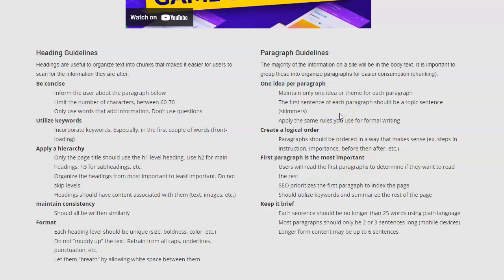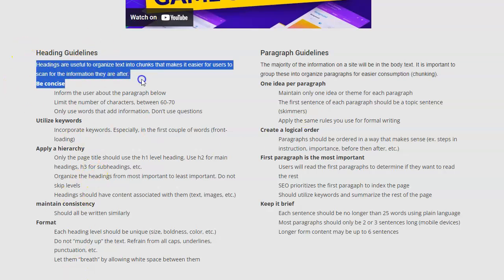Do not try to add extra things in there. It should just be one simple concept that is described, and that's it. Do not go past that. All right. When you're writing the first sentence of a paragraph, that should be more or less a topic sentence, and that is for skimmers. Basically, if someone's not going to read the whole thing, they're just going to read the first sentence first, and that'll give them an idea of whether they want to read the rest.